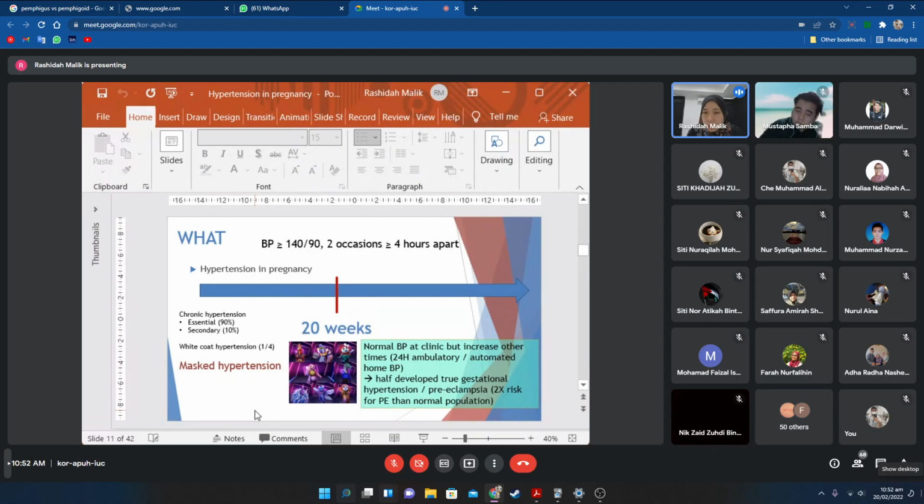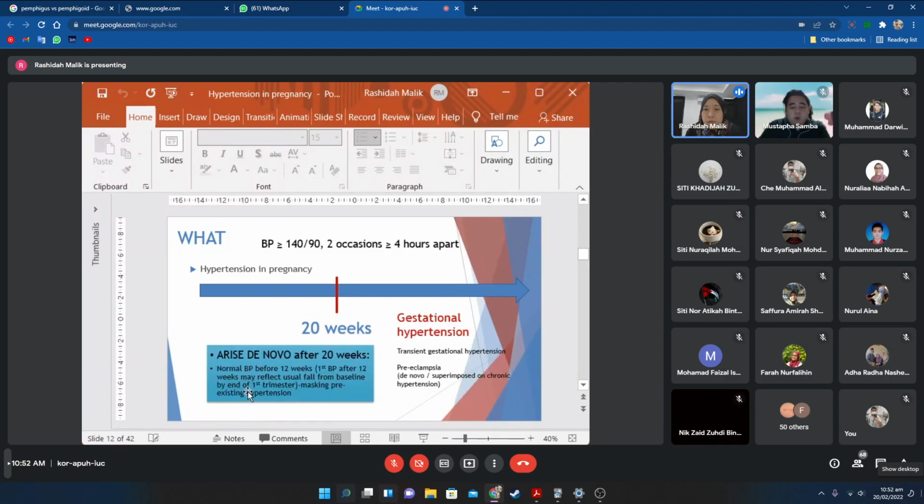Some women come with complications of hypertension. Suddenly they develop preeclampsia or other complications of hypertension, but you're wondering why she is developing this, because the monitoring of the BP in the clinic is usually normal. So the patient might have masked hypertension. So these are the hypertension disorders before 20 weeks.